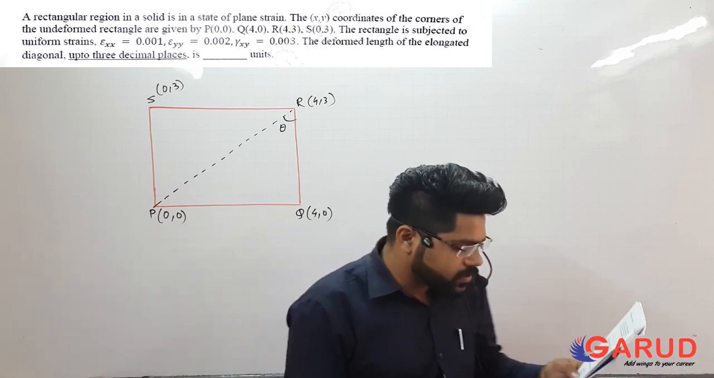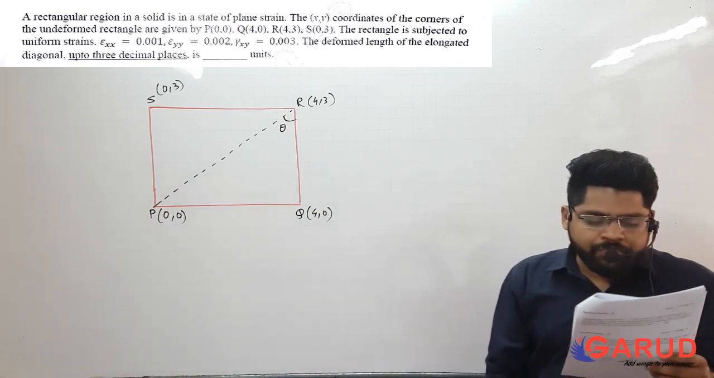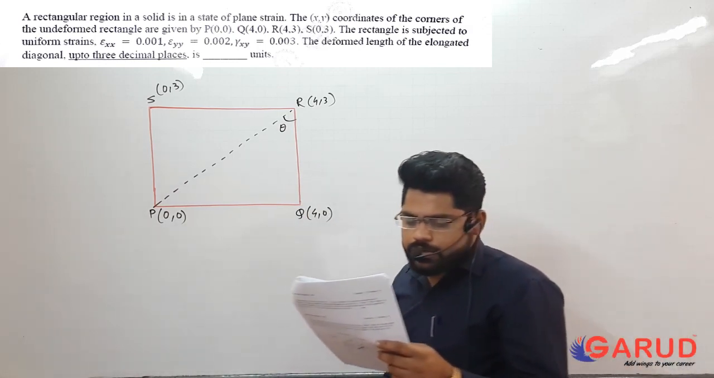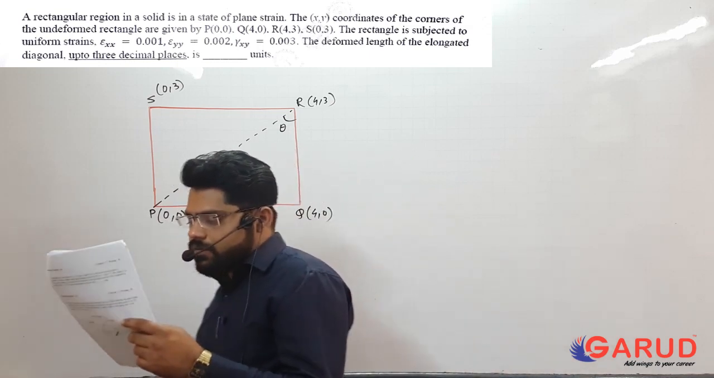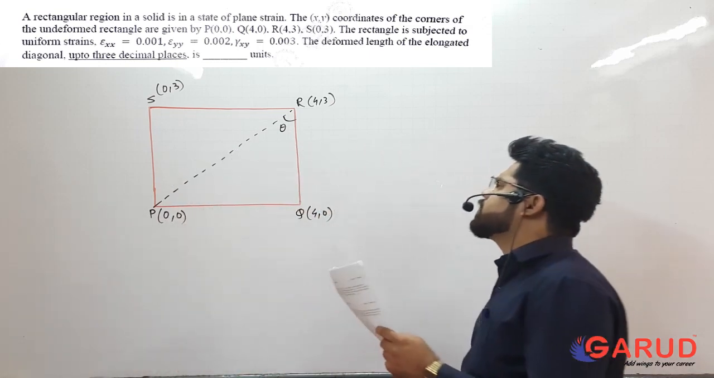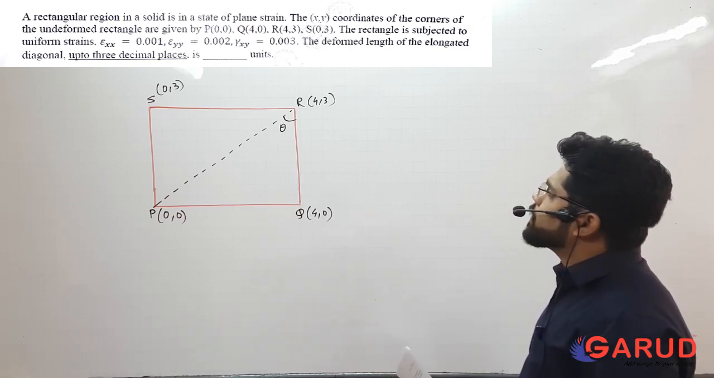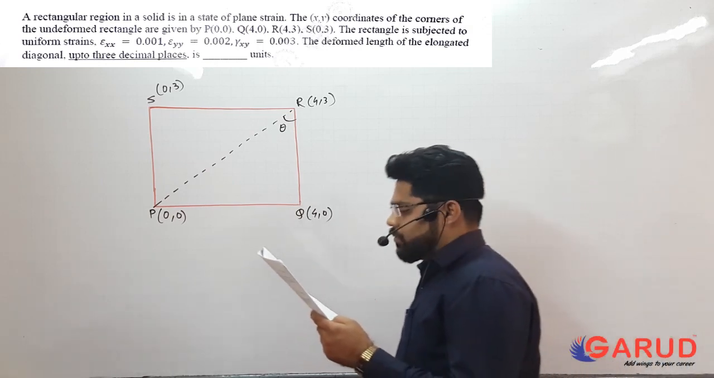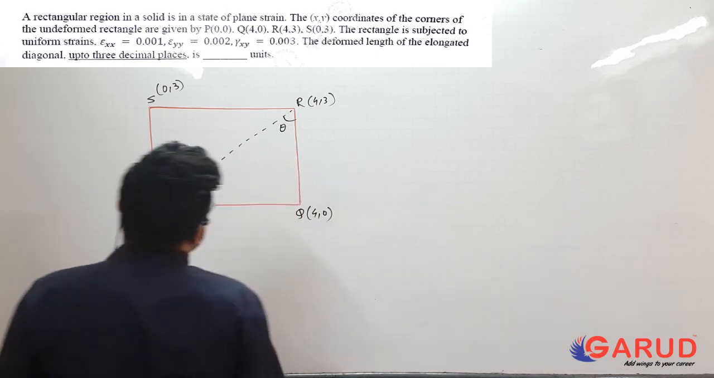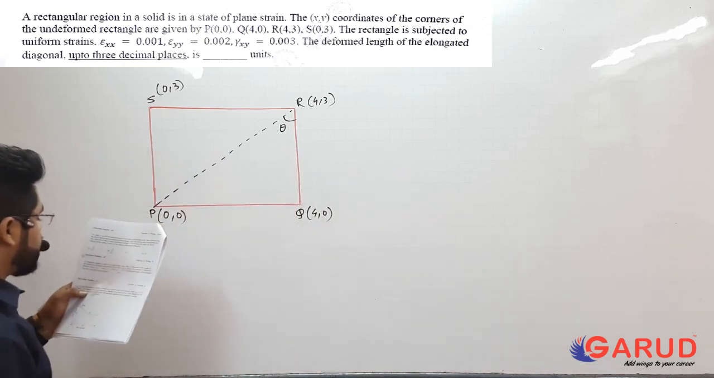In a solid, the state is a plane strain. Great. The xy coordinates of the corners of the undeformed triangle are given. So they have given you the coordinates for that. That is coordinates of P, Q, R, S, as P is 0, 0, Q is 4, 0, R is 4, 3, and S is 0, 3.